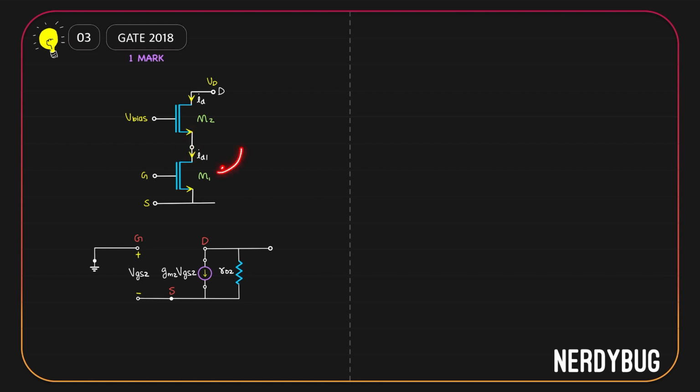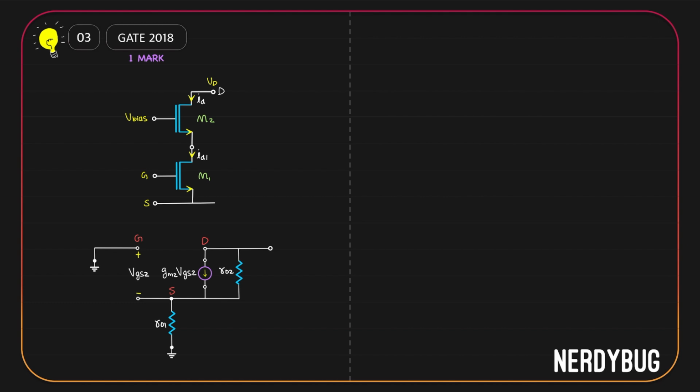Now, M1 is a normal MOSFET. If you look through the drain, what will be its resistance? It will be RO1. So in the small signal model, we can model this MOSFET as a resistor whose value is RO1. Its one end will be connected to the source of the MOSFET number 2. The other end is considered the ground. So in the small signal model, we can show it like this.